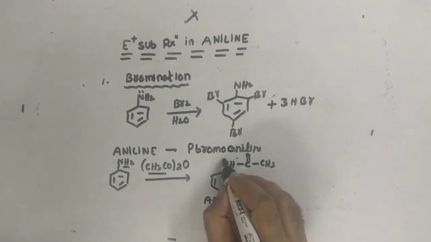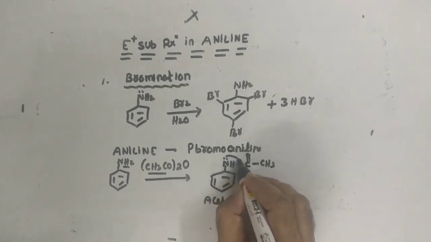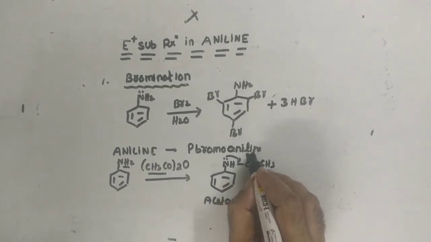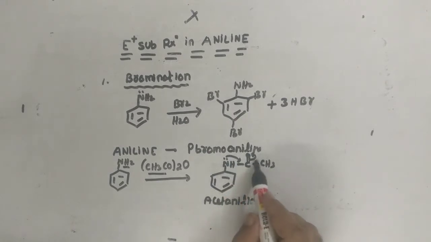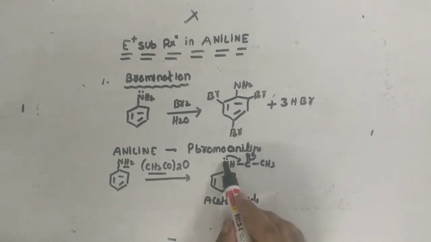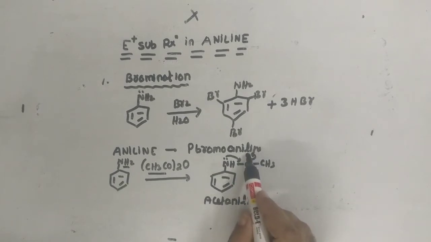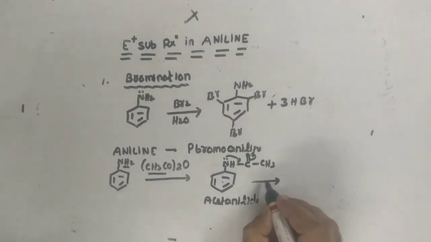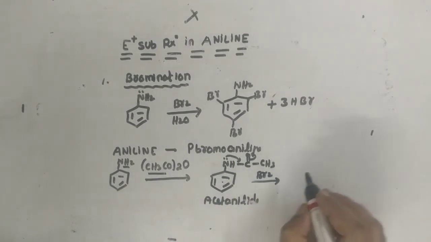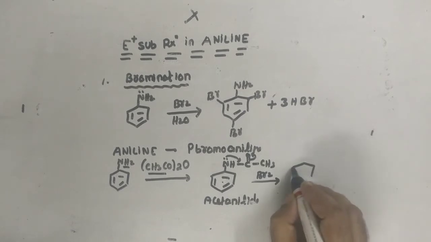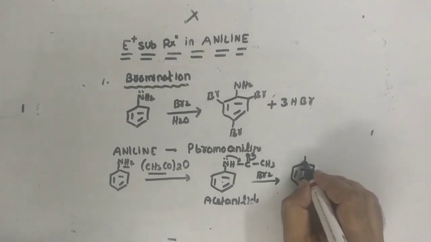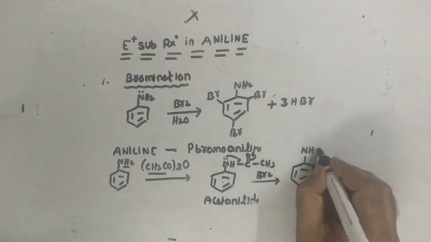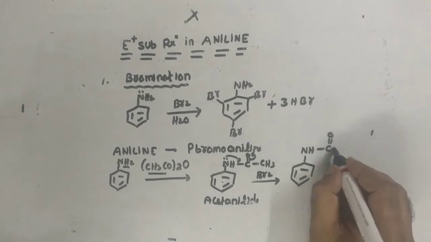Now what is going to happen? This CO group is going to pull away the electrons of the nitrogen like this due to resonance. If these two electrons go towards the CO group due to resonance, their ability to go towards the ring will be less, and as a result, activation of the ring will be less. Now if you do bromination, you will get mainly the para product as the major product. The Br will not be able to attack at the ortho position because a lot of steric hindrance is there.